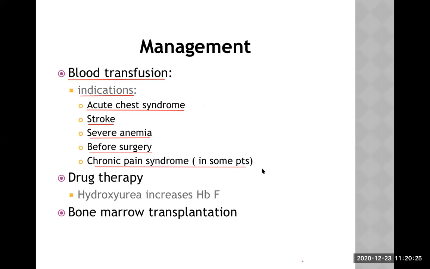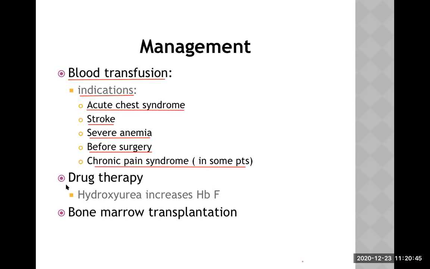But it doesn't last longer. Remember, those RBC which you have given from outside also have a certain lifespan. So after that, the same situation recurs. So this is not a permanent type of treatment. This is just a symptomatic treatment.